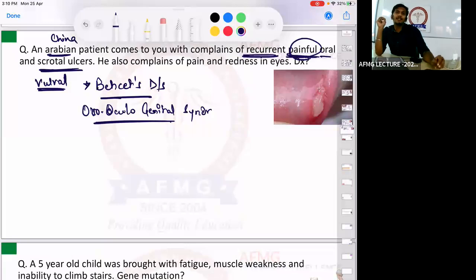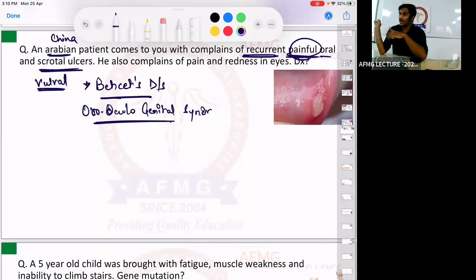Mucocutaneous lymph node syndrome is another name for Kawasaki disease: mucosal involvement, cutaneous rash, lymphadenopathy. Mucocutaneous lymph node syndrome is known as Kawasaki disease.